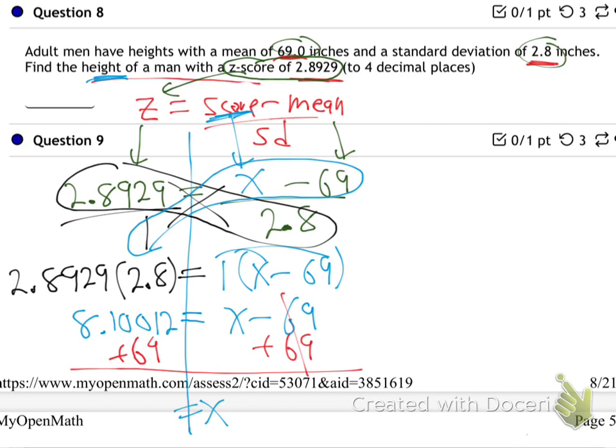If those two sides were equal before and we add 69 to both of them, they've got to be equal after. So the answer then is 77.10012. So what's the man's height? It's that answer right there. They want 4 decimal places, so I'm going to say 77.1001. I'll stop right there because they said 4 decimal places. All right. Questions on that?